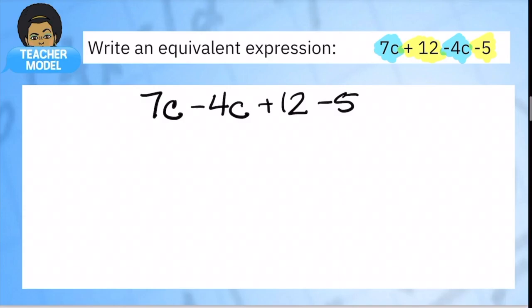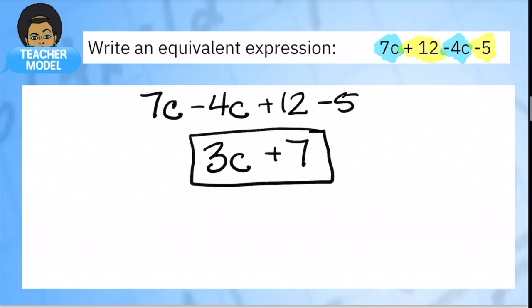In the first set, if I have 7c's and I take 4 away, I'm left with 3c's. And I had 12 and a minus 5. When I add those together, I end up with just positive 7. And again, this is simplified. I can't go any further because I have a whole number and I have a variable term, so I can't simplify it anymore. And these two are equal to each other. They have the same value as each other, so I can count it as an equivalent expression.